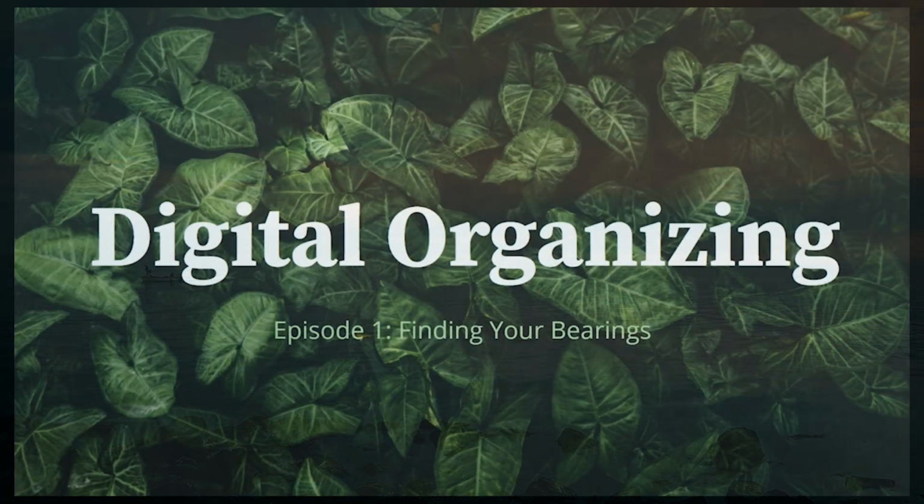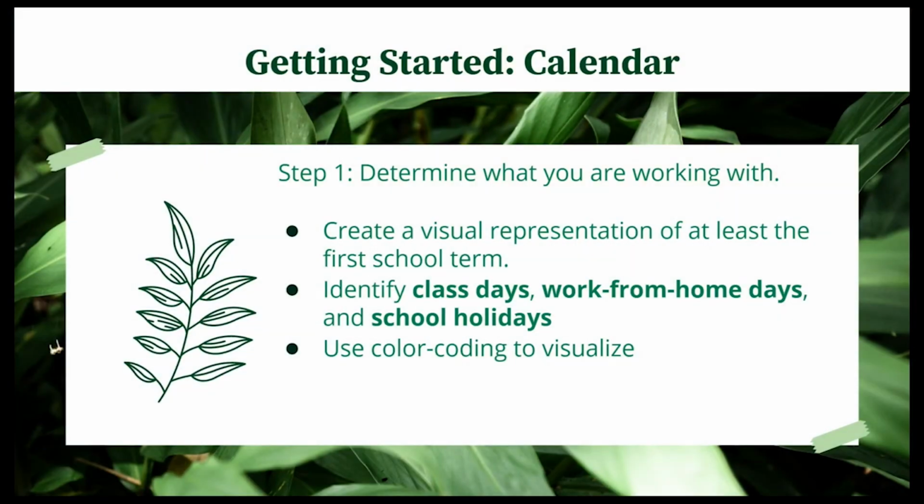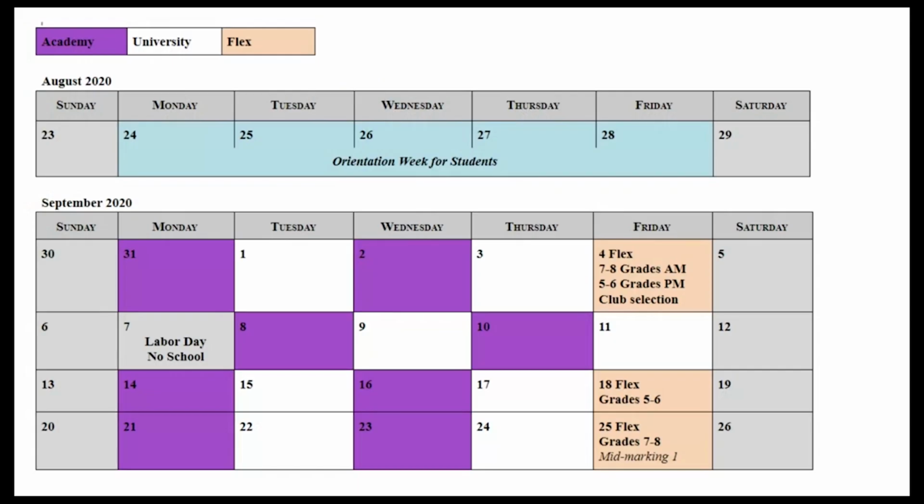My first step is to visualize the calendar for at least the first term of school. I make a copy of the school calendar and then color code what days students will be in class, what days they will be working from home, and what holidays will occur. I've done this step for you, and the calendar you see on the screen is linked below.